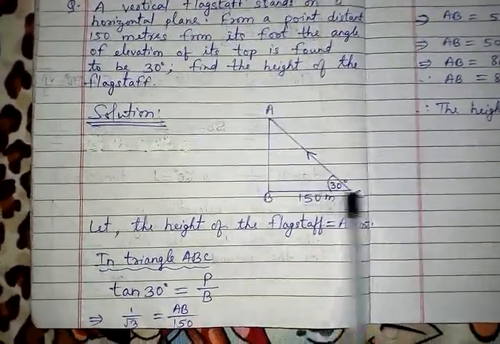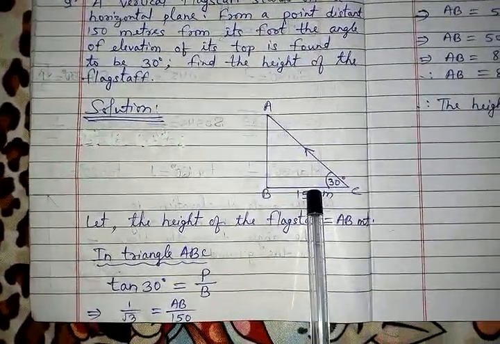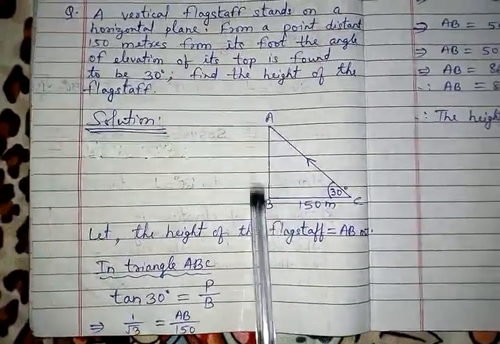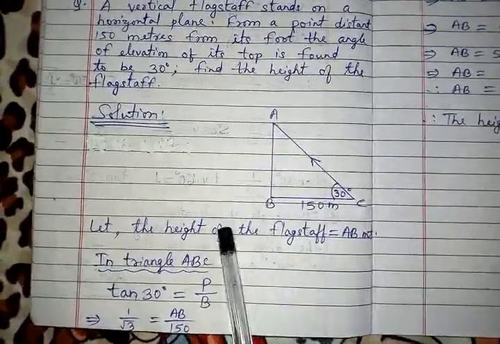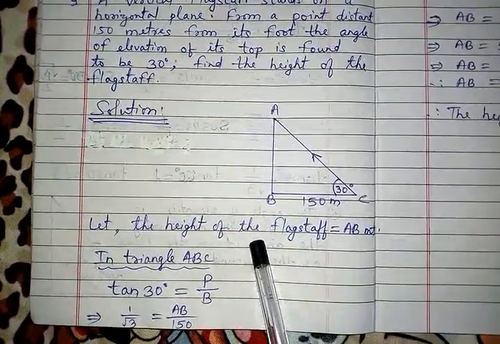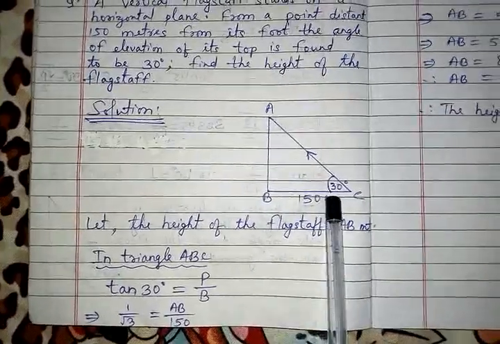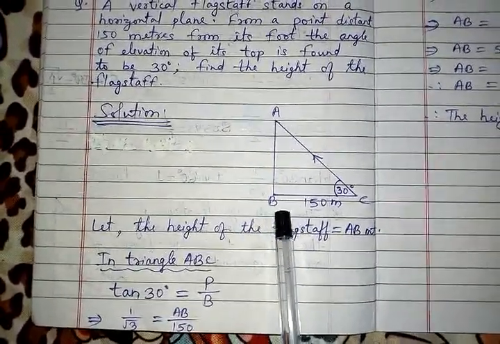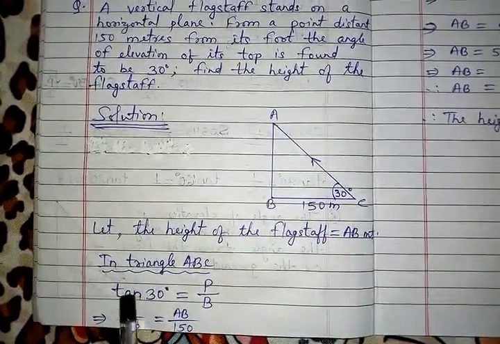Now in triangle ABC, as you all know, BC is given. With the help of BC, we have to find AB. We cannot apply the Pythagoras theorem in this type of triangle. Why? Because to apply the Pythagoras theorem, we should know two sides, but here we know only one side. So it's very difficult. That's why we will do it with trigonometric ratios. So let us begin, children.